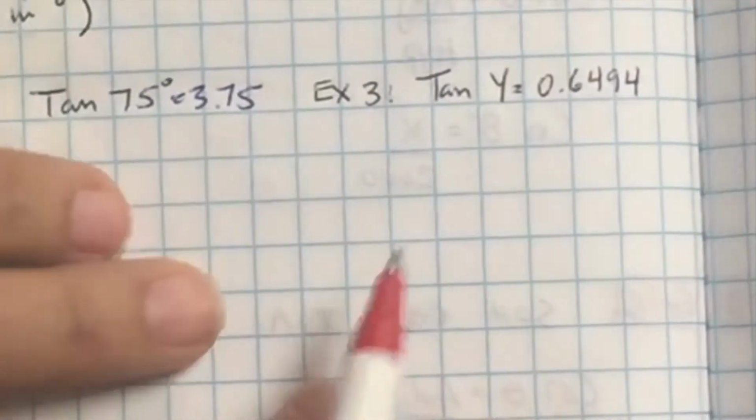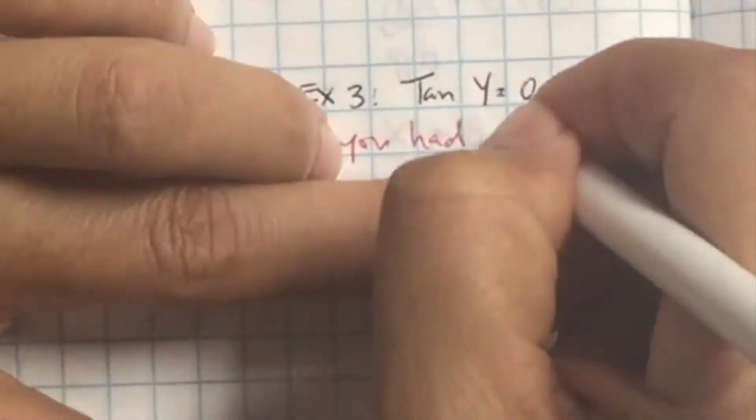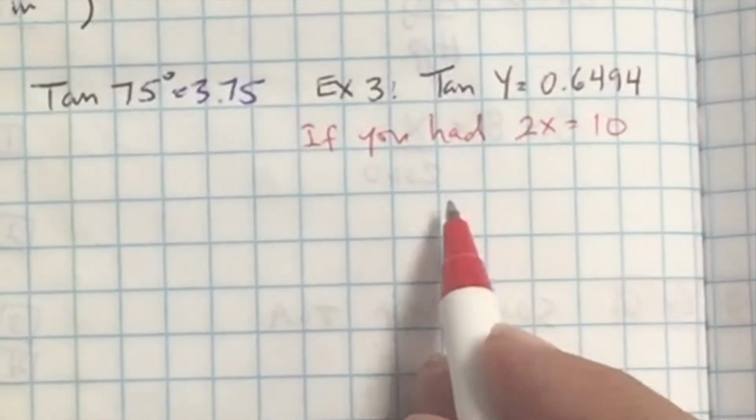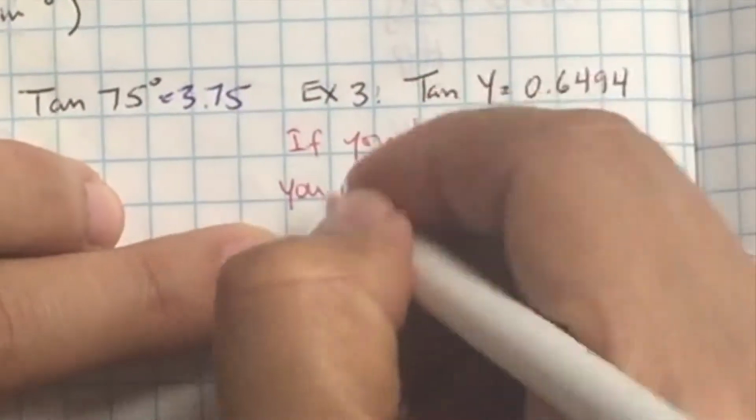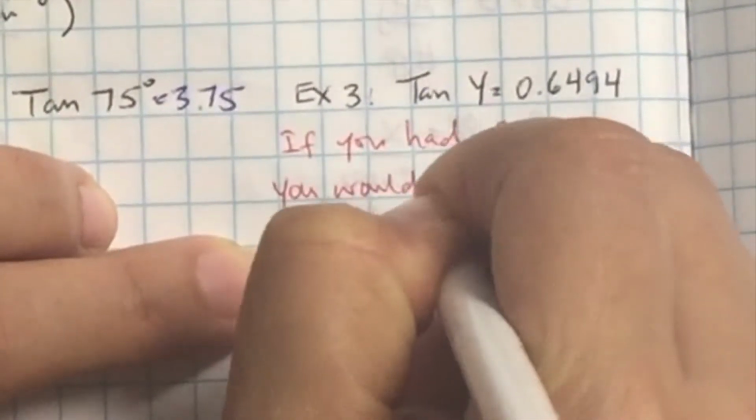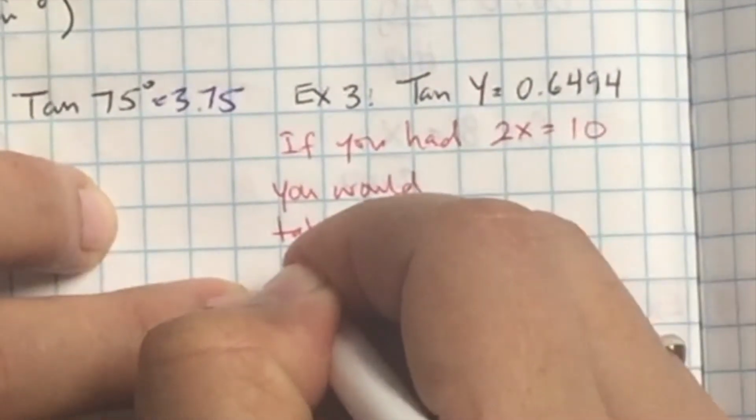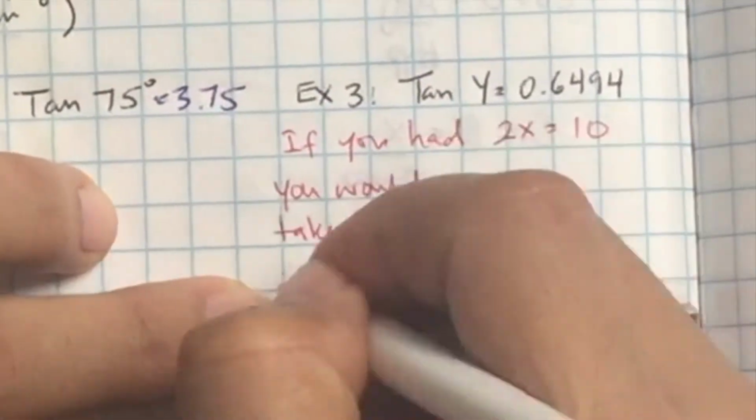Tan y equals 0.6494 is a little bit different, so let me just give you a little background. If you had 2x equals 10 in a regular question, you would take the inverse of multiplication in order to solve it for x. In other words, what am I saying? I'm saying that you would divide both sides by 2 in order to isolate the variable by itself.